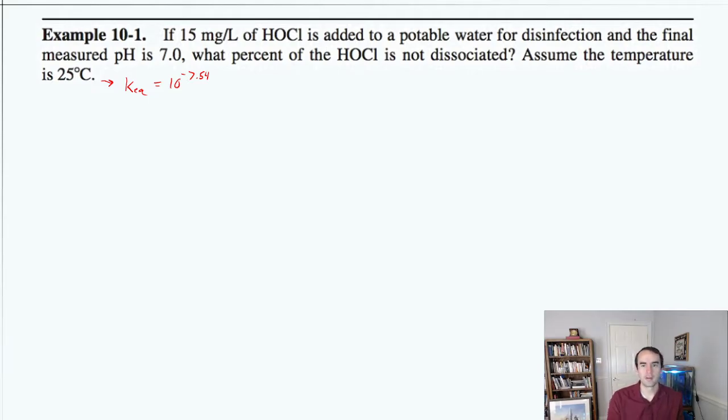Now, this problem, as it's written, might trick you into thinking that you have to do the molar conversion from mass to moles and get that percentage that is not dissociated that way. However, you actually have enough information just with the pH. It doesn't matter how much you add, the percent is going to be the same.